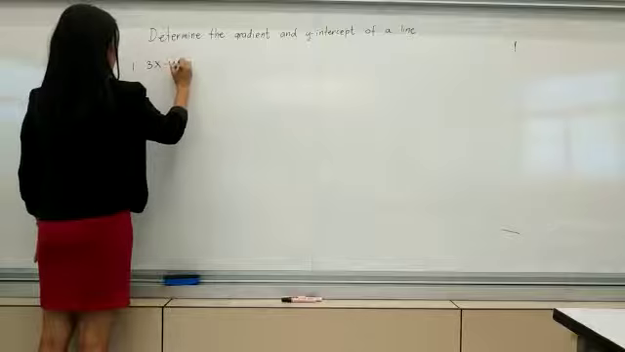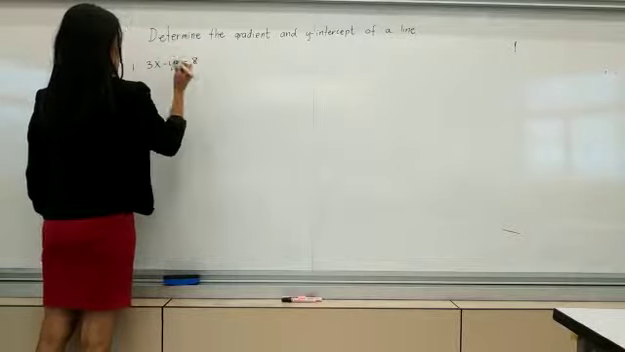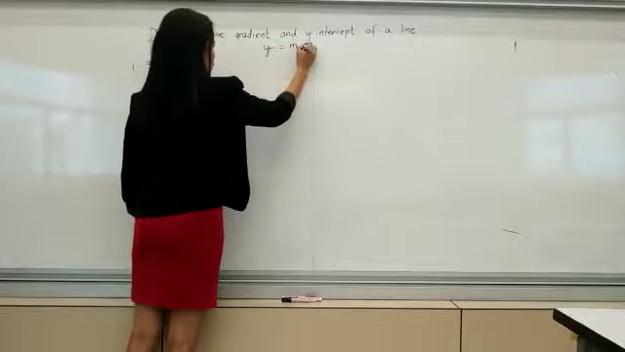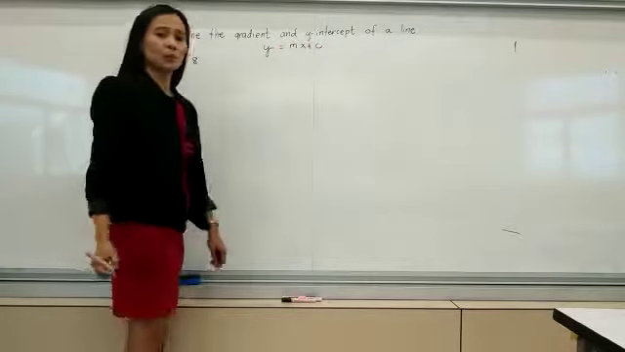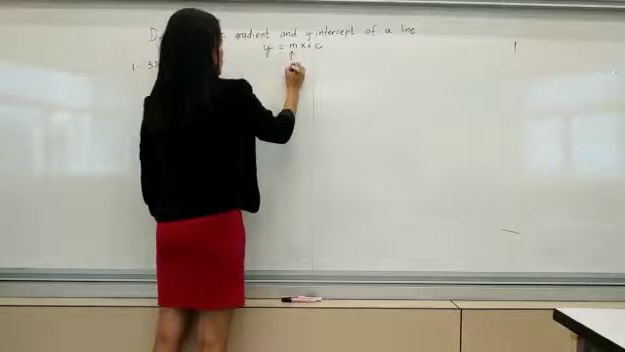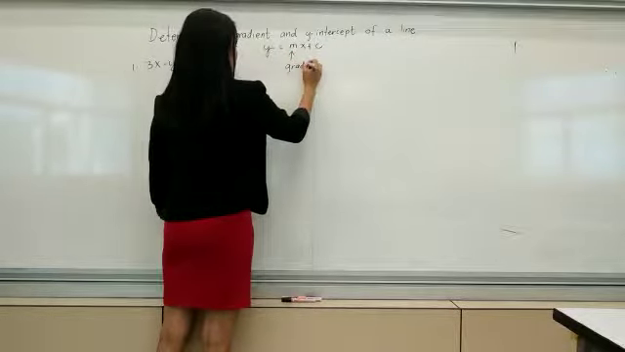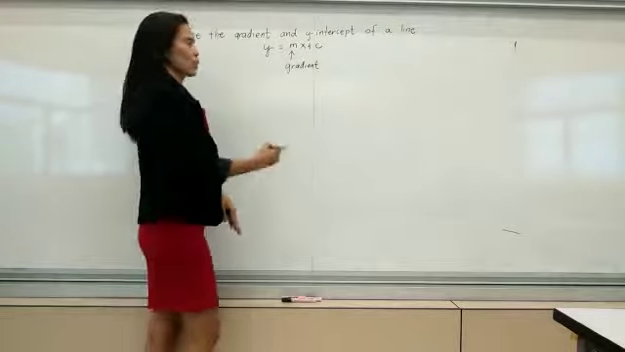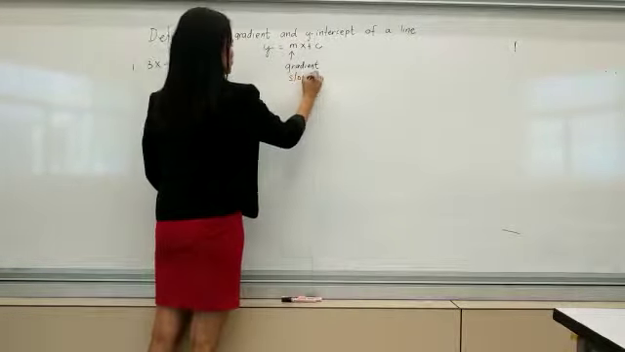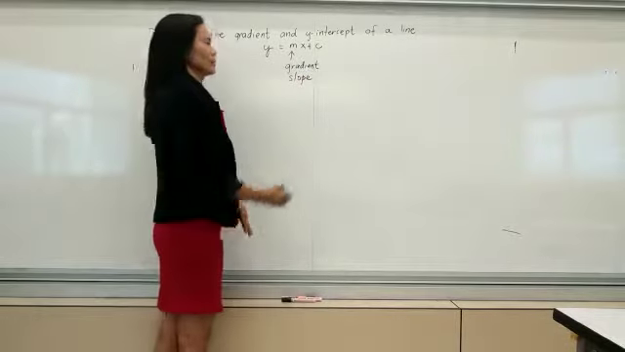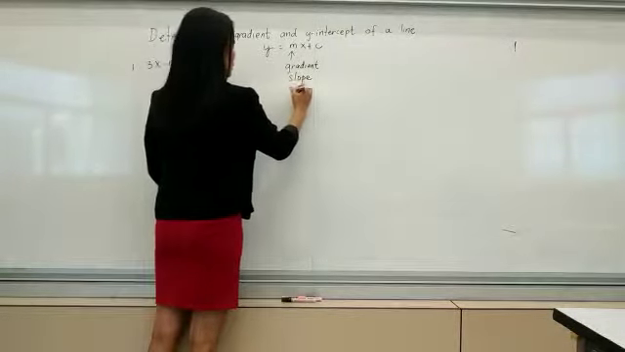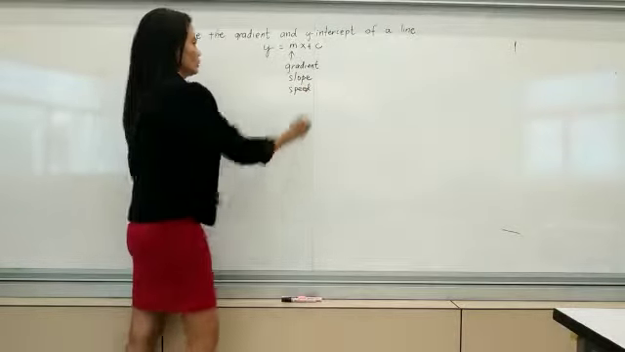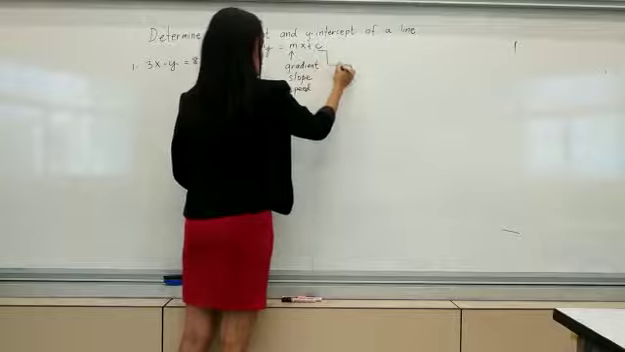3x minus y is equal to 8. Again, you remember the form y is equal to mx plus c, wherein your m is what we call your gradient, and this m is also what we call your slope. And in physics, your m is your speed of a moving object. So what about your c?